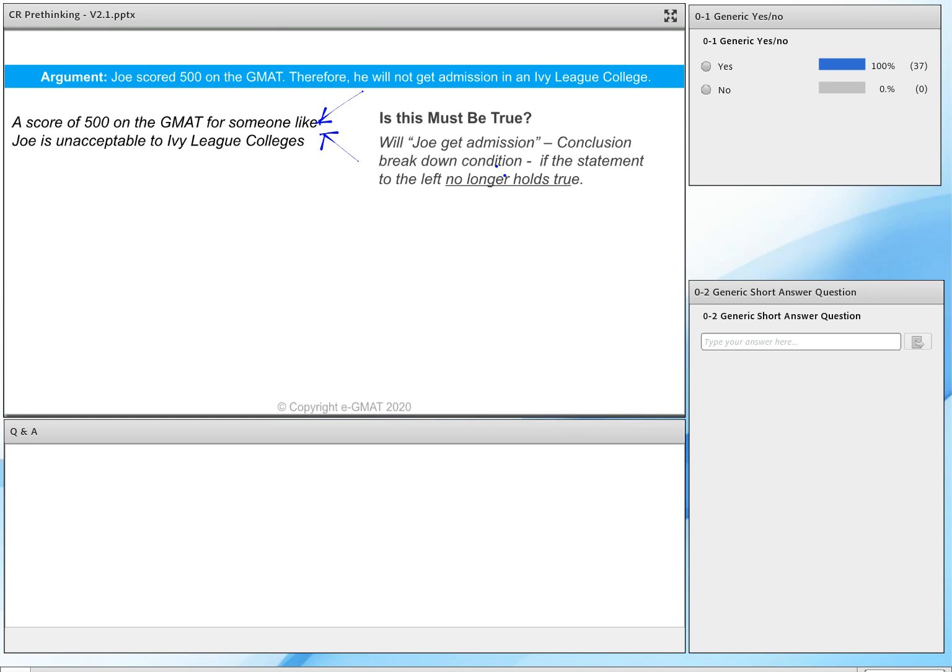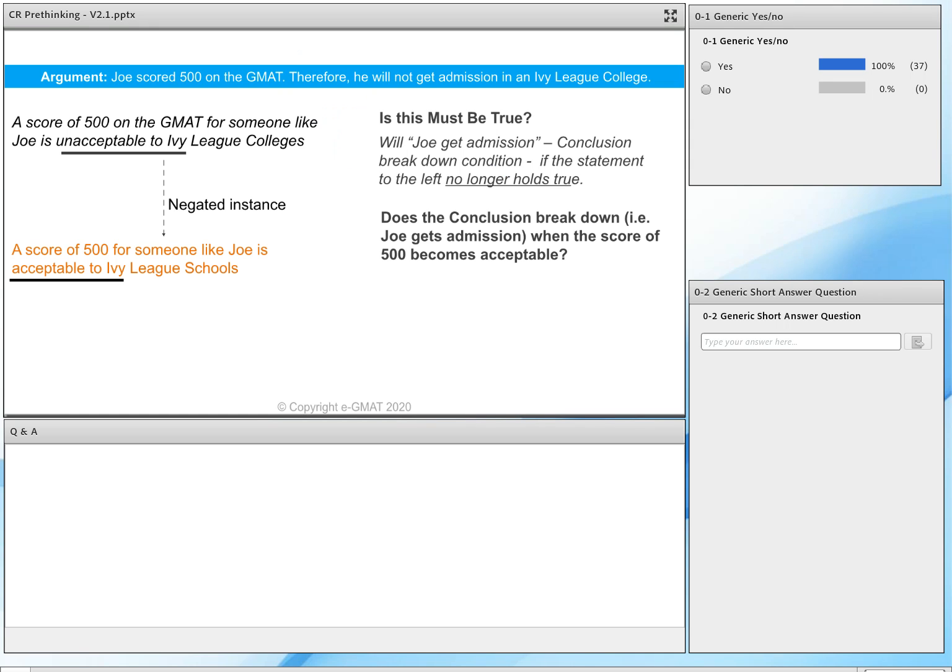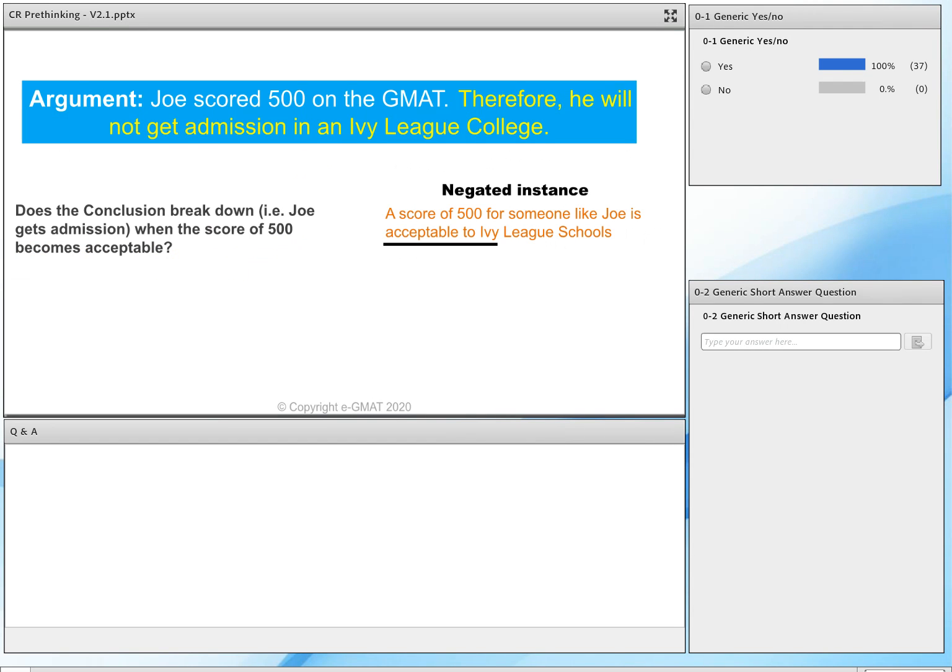So then we ask ourselves, what happens if we remove this pillar, if this information is not true? When you say information is not true, by definition, or it's not must be true, in other words, what you're really saying is that its negated instance becomes true. Okay. So if you say this is not must be true in the context of my argument, then what you're saying is that a score of 500 for someone like Joe becomes acceptable to Ivy League schools. Now, what happens to my conclusion if this becomes a possibility? Is my conclusion destroyed? Absolutely.